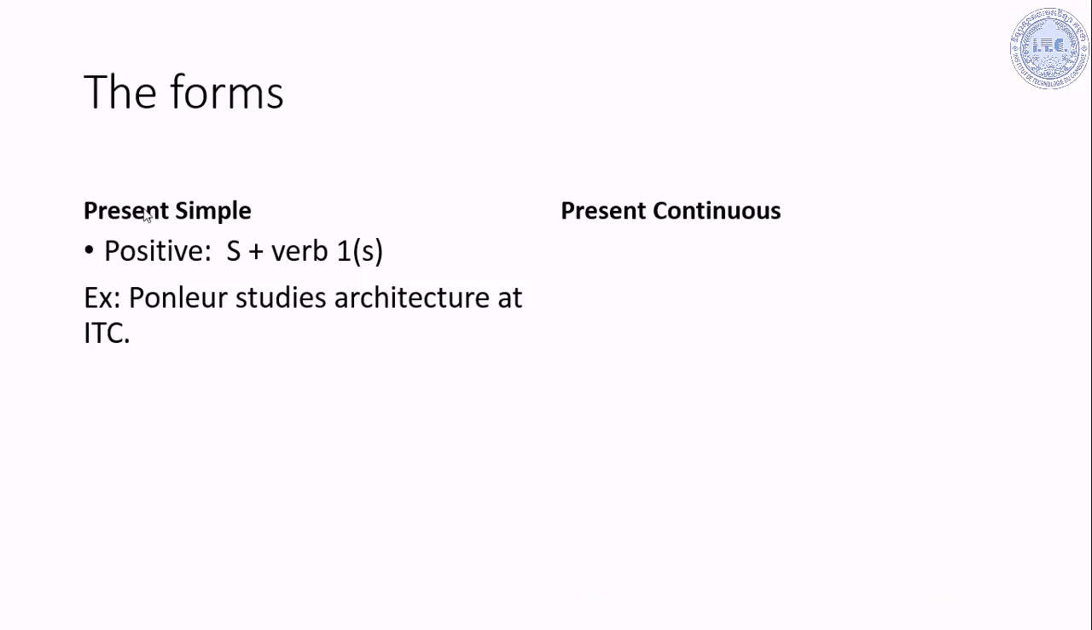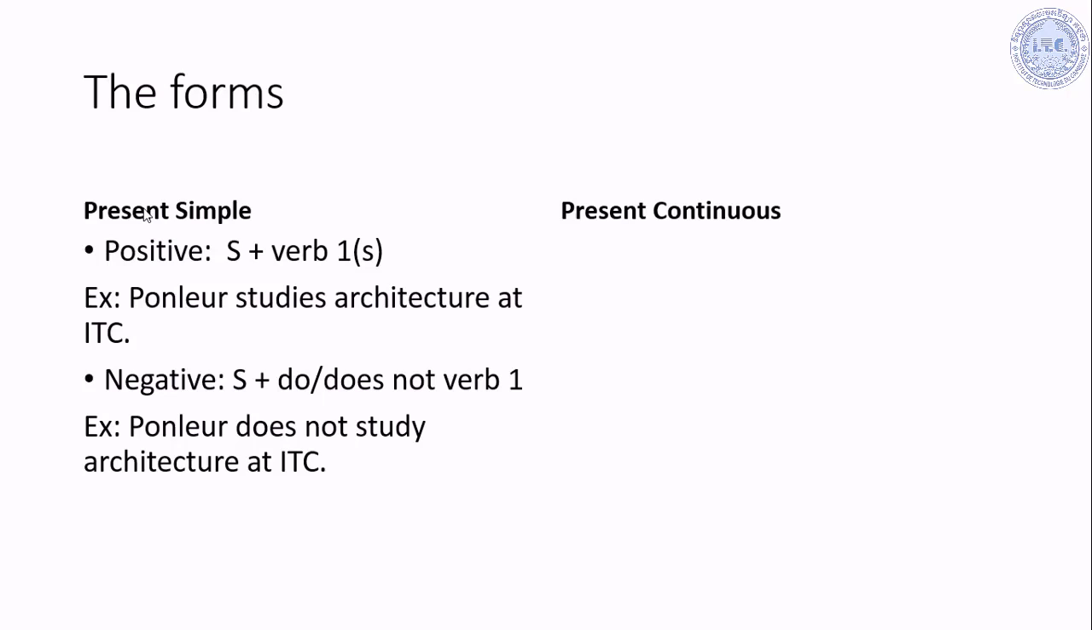Punlu studies architecture at ITC. Punlu is a subject and singular, right? So study, you have to add s. In our case, you have to change y to ies. Now take a look at the negative form. You simply put do or does not plus verb 1, no s anymore. Do or does depends on the subject. If it is singular, you put does, and if it is plural, you put do. Because Punlu is singular, you put does. Punlu does not study architecture at ITC.